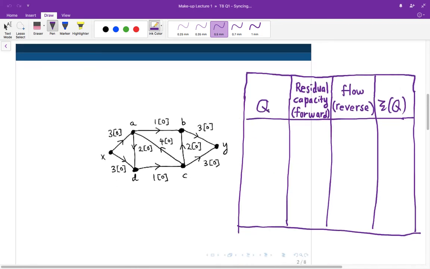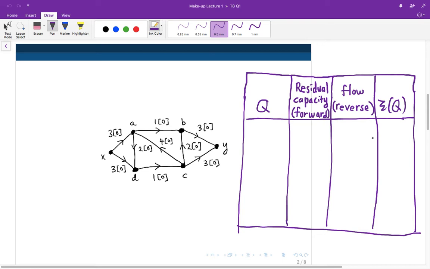where in the first column we have the path Q, which is an f-incrementing path in the network from the source X to the sink Y. In the second column, we have the residual capacities of all the forward arcs in the path Q. And in the next column, we have the flow on the reverse arc, if any, on the path Q. And in the last column, we have epsilon Q, which is the minimum of the numbers that we get in the second and the third column. And epsilon Q is the amount that we can use to increase the existing flow.